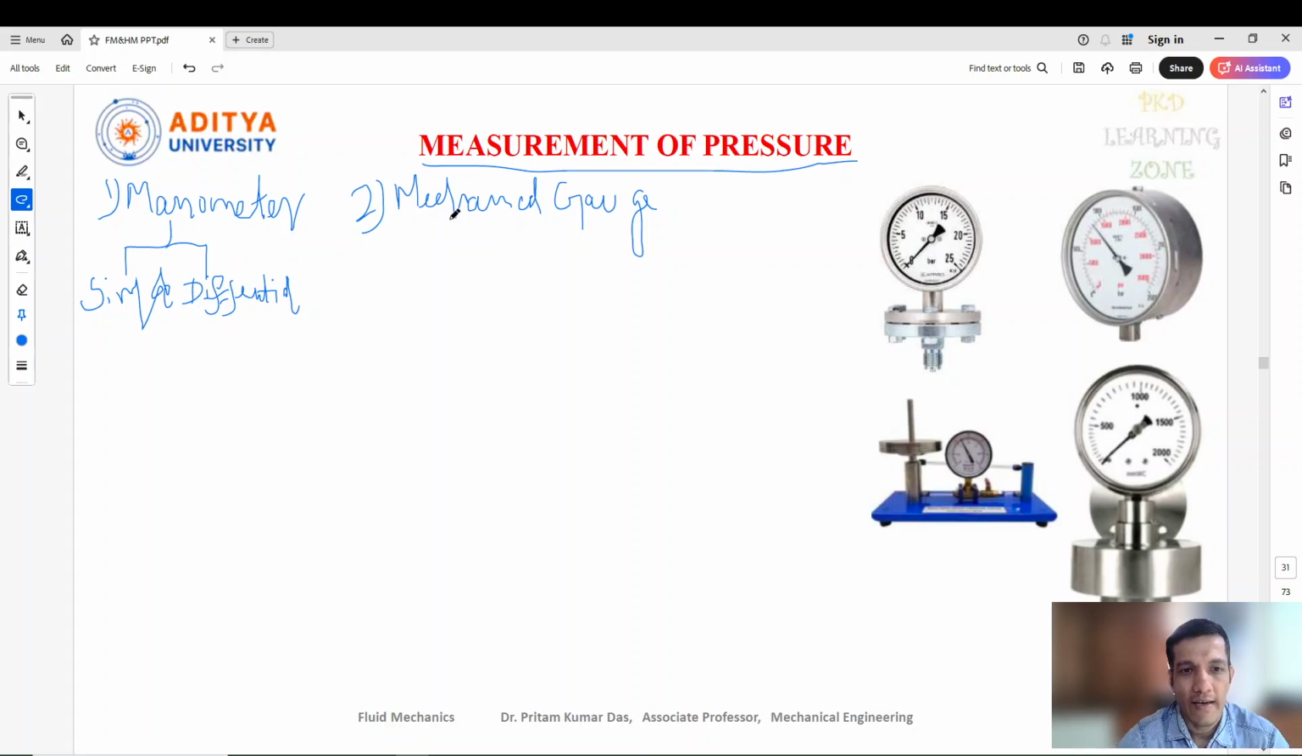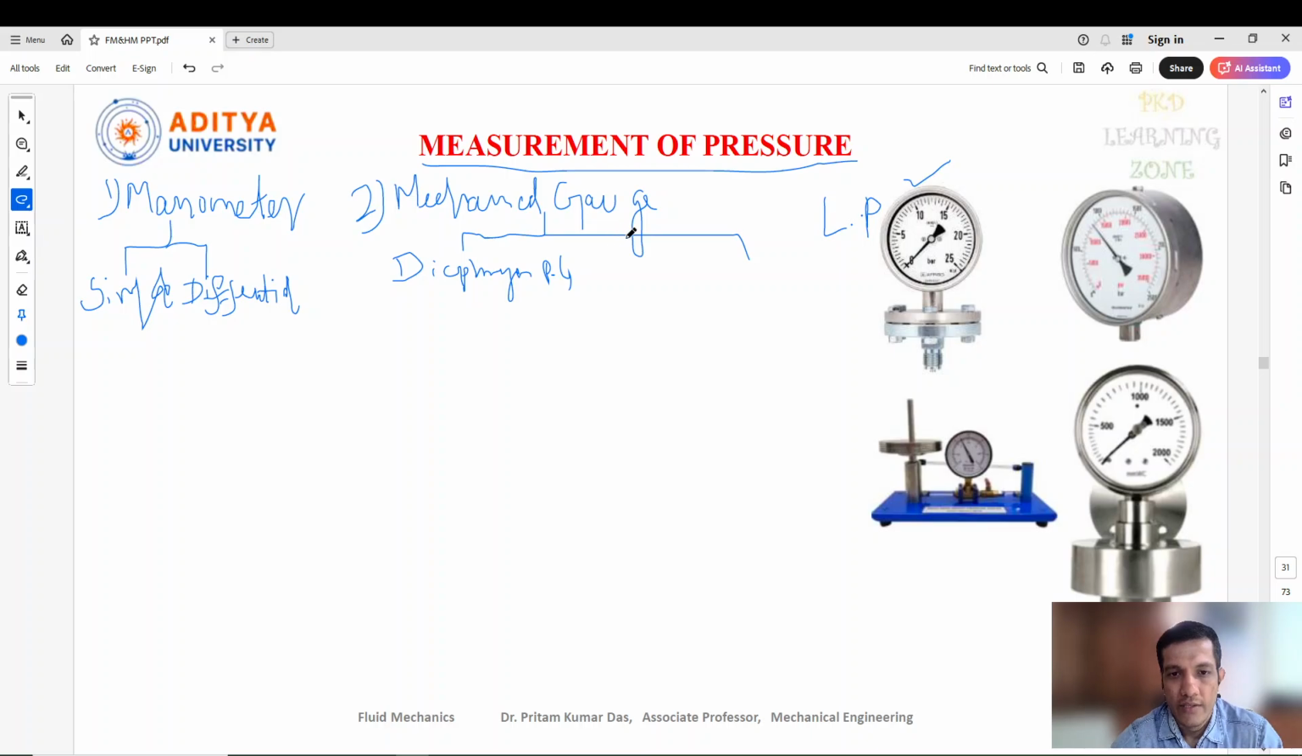And this mechanical gauge is again categorized into four types. The first one is the diaphragm pressure gauge. This is the picture of the diaphragm pressure gauge. This is basically used for low pressure.